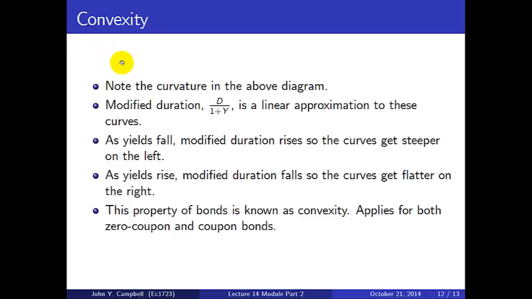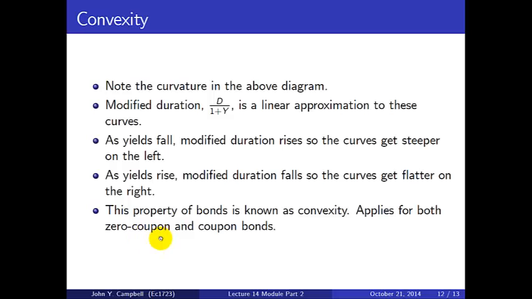All right, so this gets us to the final topic, which is convexity, or curvature. So I've explained, I hope, why the curve in that diagram is convex. As yields fall, modified duration rises, so the curves get steeper on the left. And as yields rise, modified duration falls, so the curves get flatter on the right. And this property of bonds is known as convexity. It applies for both zero coupon and coupon bonds.